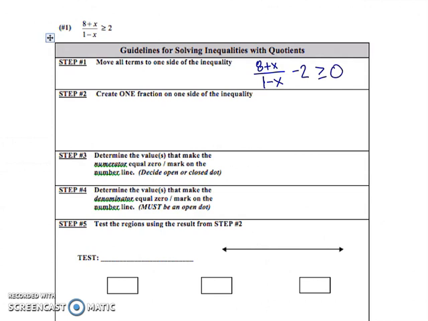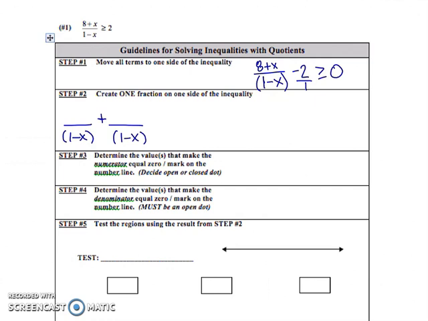Now the problem is we can't proceed until we create one fraction on the left side of the inequality. So now I have to do some addition and subtraction rational expression work. Right now I have a denominator of 1 minus x in my first fraction, and a denominator of 1 in my second fraction. So it makes sense that my common denominator should be 1 minus x for both fractions. Okay, and I'm going to try to add these two fractions together.